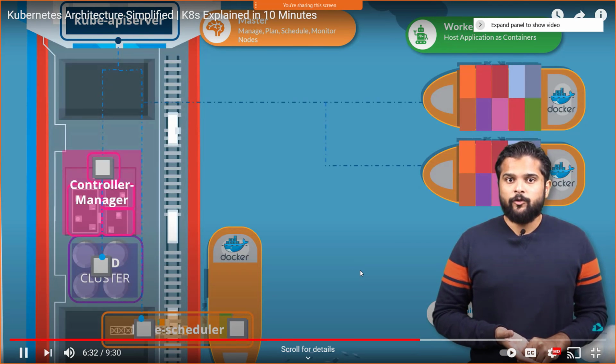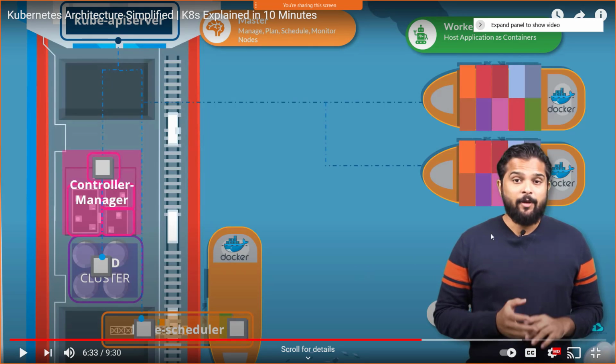Let us now turn our focus onto the cargo ships. All the worker nodes will have the Docker software already installed, and the Docker software can also be on the master node, but worker nodes normally have it, and obviously you know what that software does. It hosts containers.